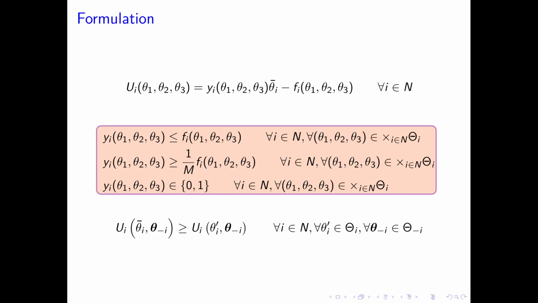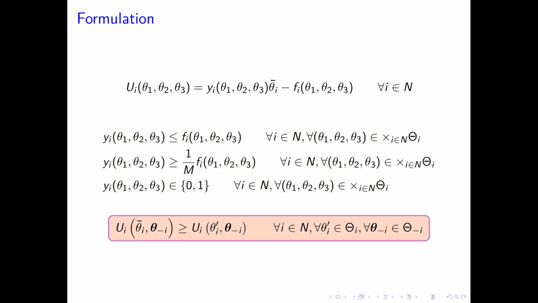The last family of constraints is probably the most important one, since it specifies dominant strategy incentive compatibility. For each player and each possible combination of actions of the others, we are forcing her utility when she plays truthfully, so when she reports her true type, to be at least as good as any other of her possible actions.